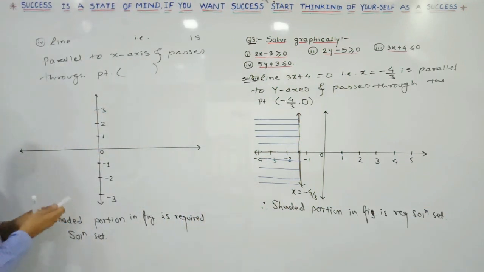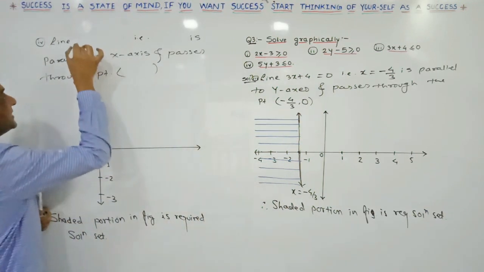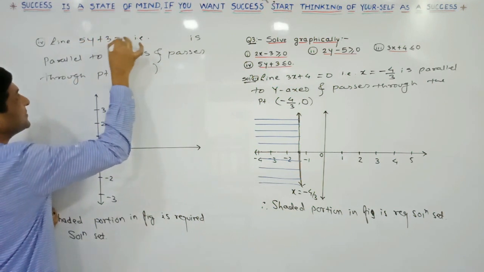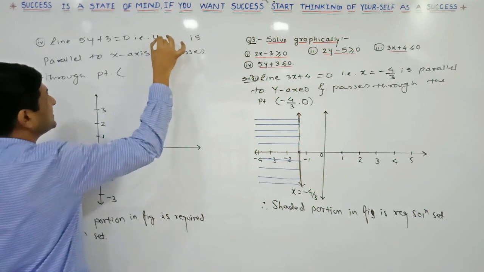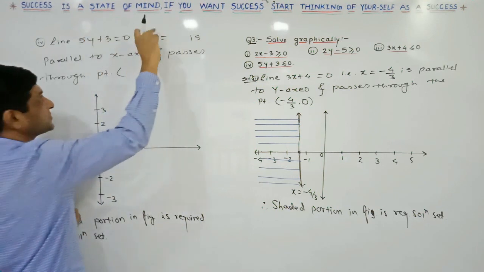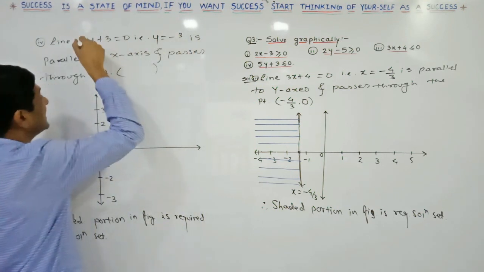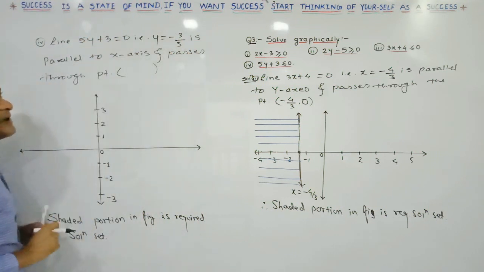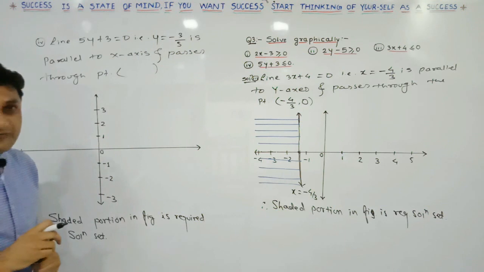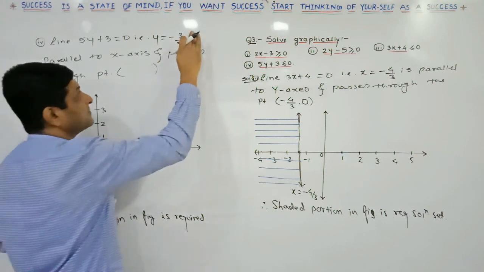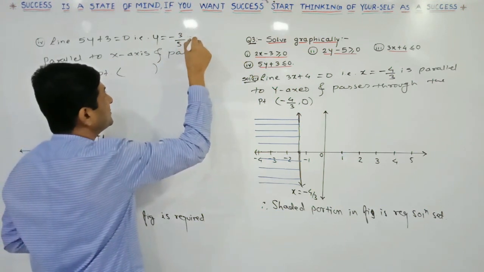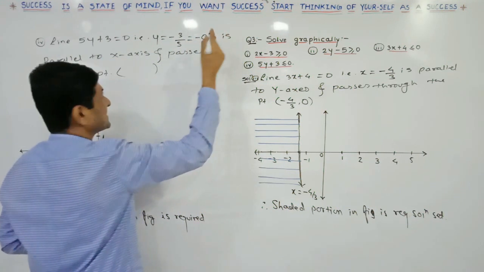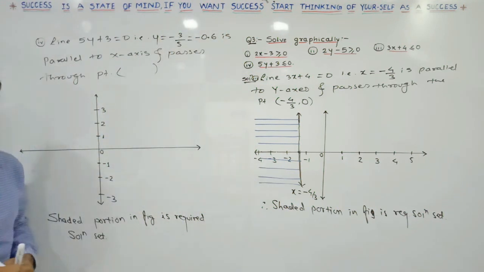In example number 4, from that expression we can say that our line is 5y plus 3 is equal to 0. Simplifying it, we can say that y is equal to minus 3 by 5, since the plus 3 becomes minus 3 on this side and 5 gets divided. What is the value of y? Minus 3 by 5. Minus 3 by 5 means, can I say that its value is approximately equal to minus 0.6? Yes, its value is minus 0.6.